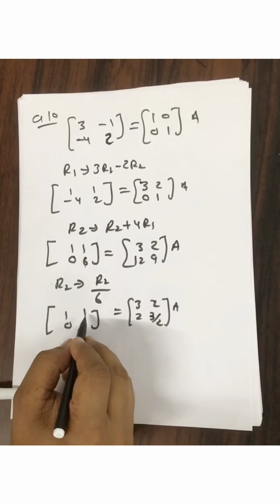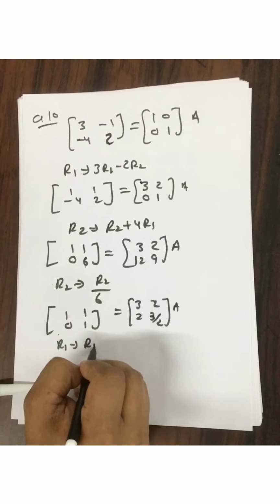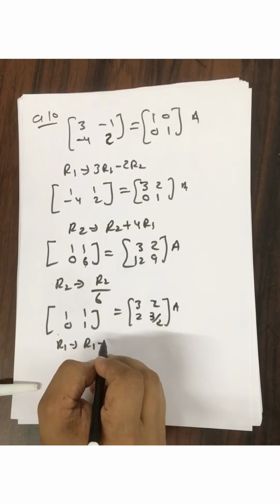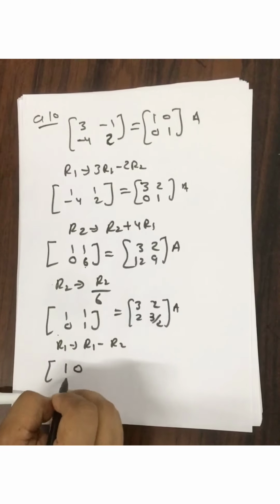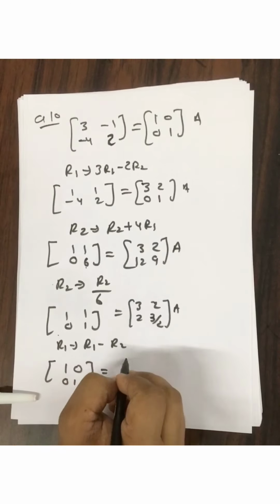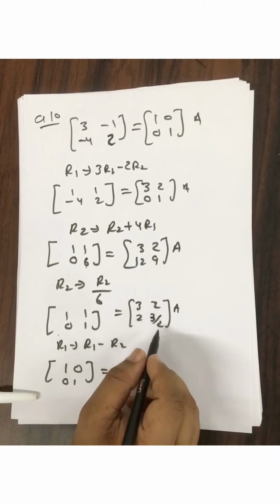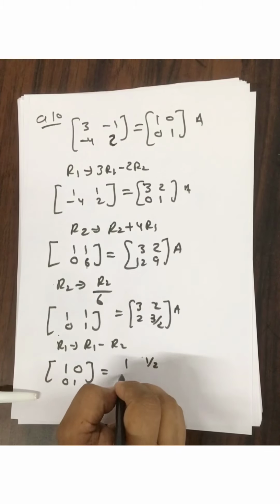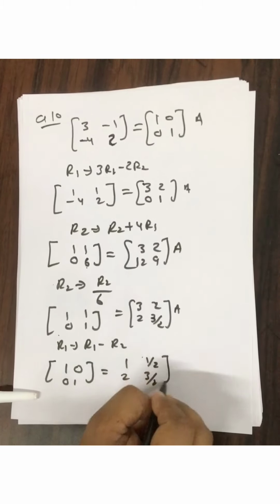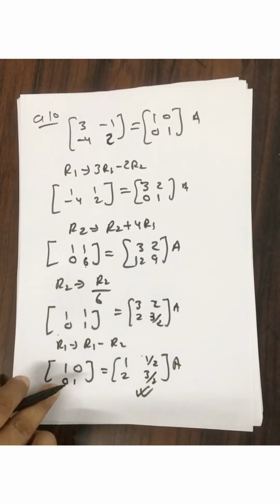Next step, we have to get the 0. So R1 minus R2. Yes. How much will this come? 1 0 0 1, okay, equals to 1, 2 2 is 4 minus 3, 1 by 2, and this will be 2 and this will be 3 by 2. Okay. So what is your answer? Answer is this, A inverse. Got it? Simple. Let's move on.